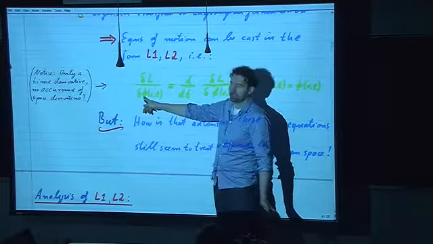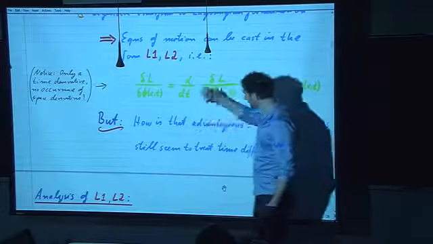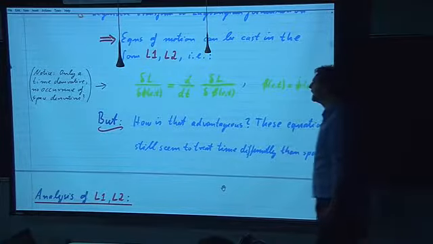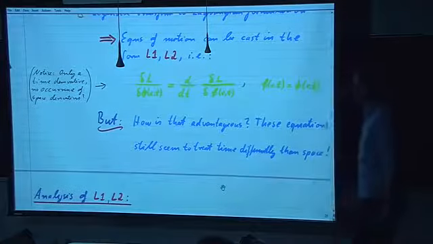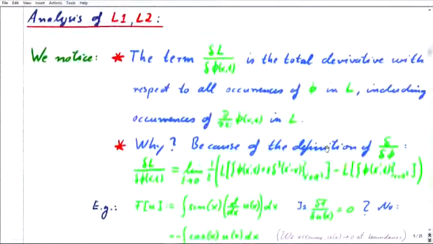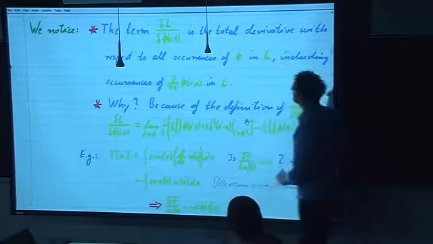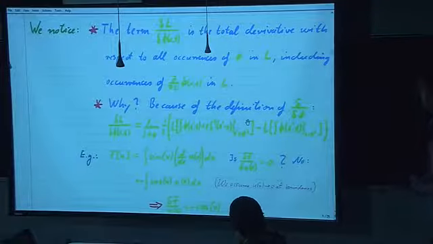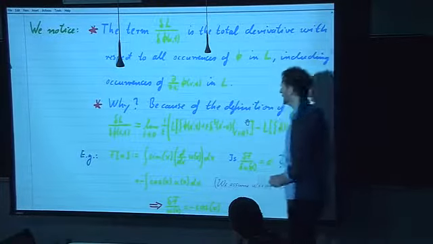So all occurrences of phi, even space-differentiated ones, as I will show in a moment explicitly. But remember, the L naturally doesn't have a dependence on phi dot. It depends on beta instead. Okay, so dL by d phi is the total derivative with respect to all occurrences of phi in L, including, possibly, if there are, spatial derivatives of phi.